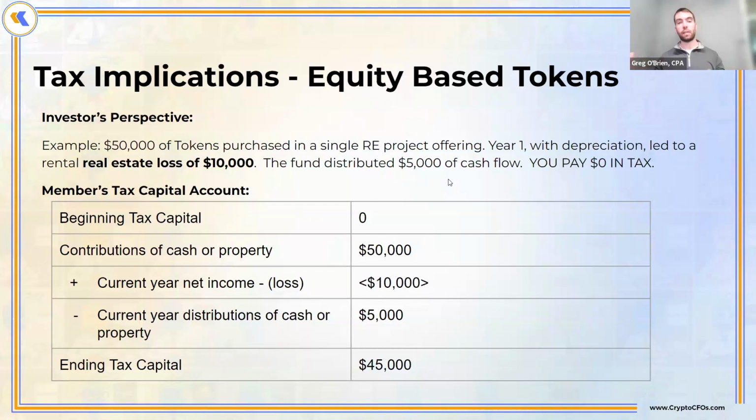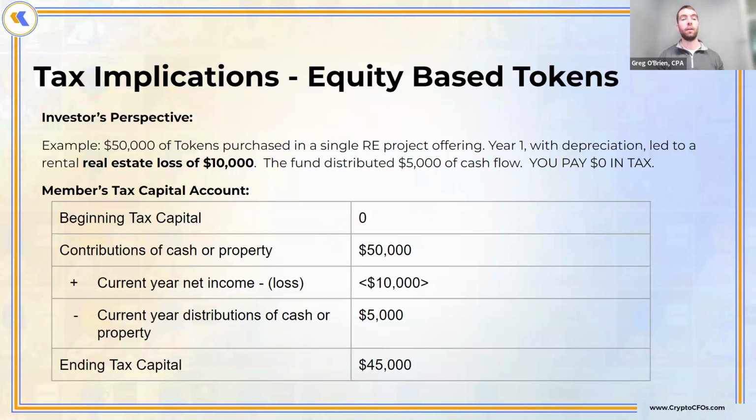All right, so let's just walk through an example here, right? How this would work for the first year. So again, I'm an investor. I purchased $50,000 of tokens through the initial token offering here. We went through the Reg D process. We crossed T's, dotted I's. I now have my smart contract owning these tokens, and it's a single real estate project. Very, very straightforward. End of the first year with depreciation, the profit and loss of the real estate asset is negative $10,000. That's allocated. The fund distributed to me $5,000. So again, I was allocated a $10,000 loss from the project, but they gave me $5,000 in cash to my bank account. You're going to pay no taxes on the $5,000 that came to you.